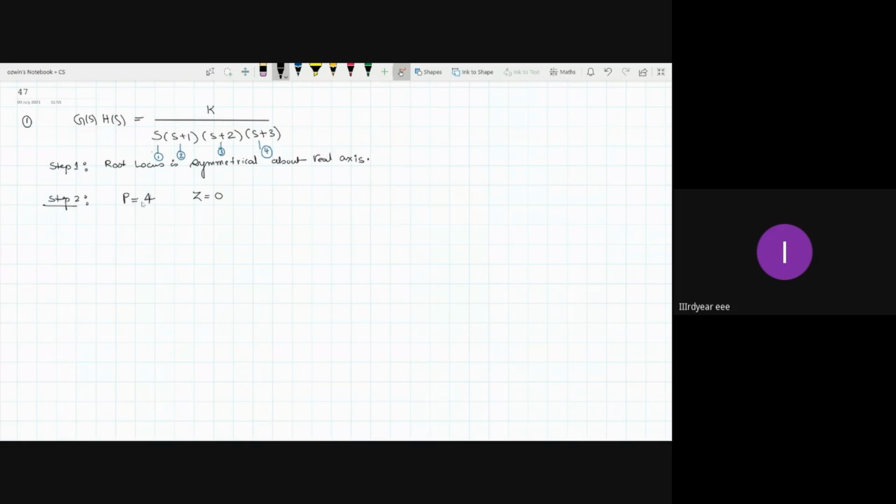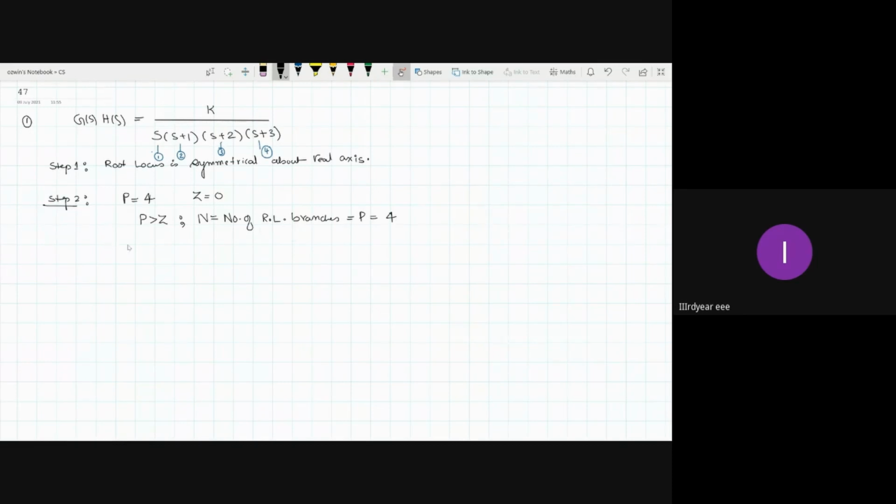So this leads us to the comparison: P is greater than Z. Number of poles is greater than number of zeros. Therefore, the number of root locus branches N is equal to P, which is 4. That means this particular root locus will have 4 branches. This is the prediction we are doing before sketching the root locus itself.